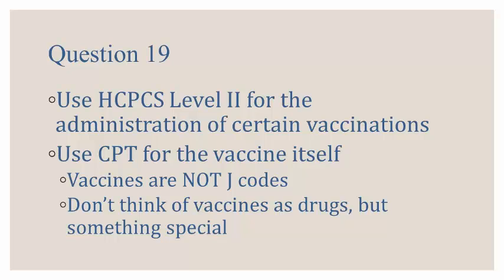So you actually need both manuals for a Medicare patient getting a flu shot. To be repetitive, you need HCPCS Level II. It will be a G code. You will use that for the giving of the vaccine, and you will use the CPT for the codes for the vaccine itself. Vaccine codes, substances are not J codes.